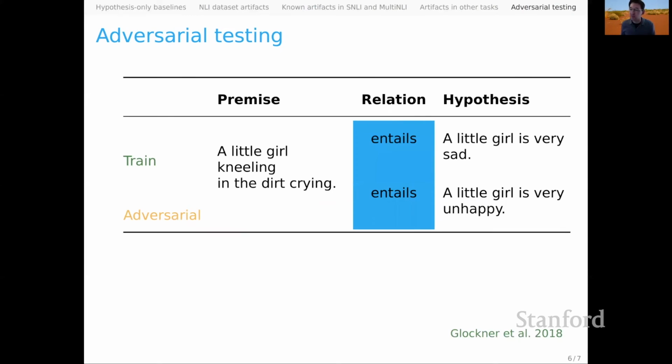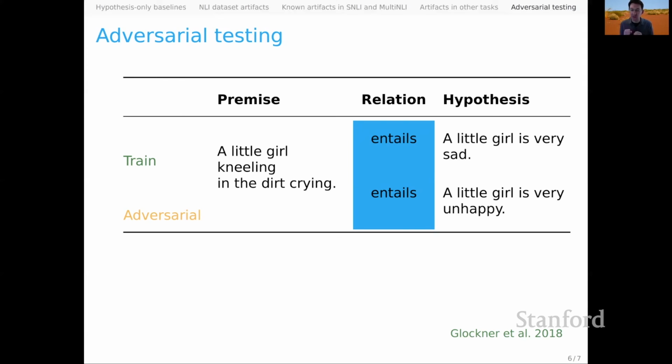So a prominent early example of this is this wonderful paper by Glockner et al. called Breaking NLI. What they did is very simple. We're going to operate with actual SNLI examples. Here we would start with the premise, a little girl is kneeling in the dirt crying, and a little girl is very sad, which is an actual SNLI example with the entailment relation. We'll fix the premise. What they did to create their adversarial data set is simply swap out sad for unhappy. That is, create pairs that differ only according to the synonyms that they use. This is only mildly adversarial, but you can see why this might be difficult.